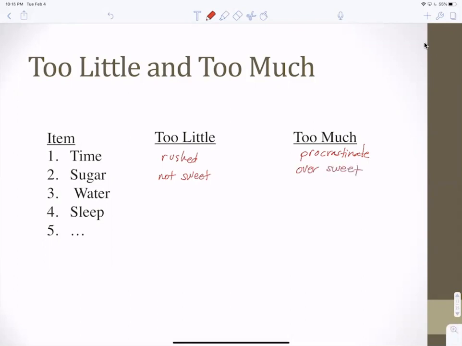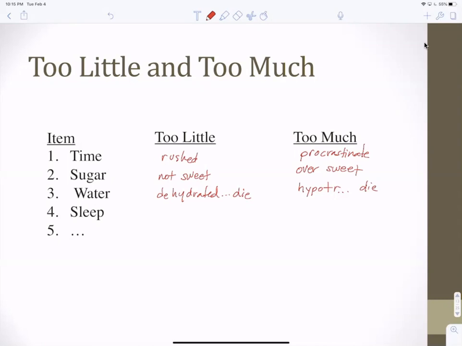Water. Too little, dehydrated. You could die. Too much water, I forget what it's called. It's called hyponatremia. But you can die, especially in a marathon. If you drink too much water without electrolytes, it flushes out all the electrolytes in your body, and you feel really bad.